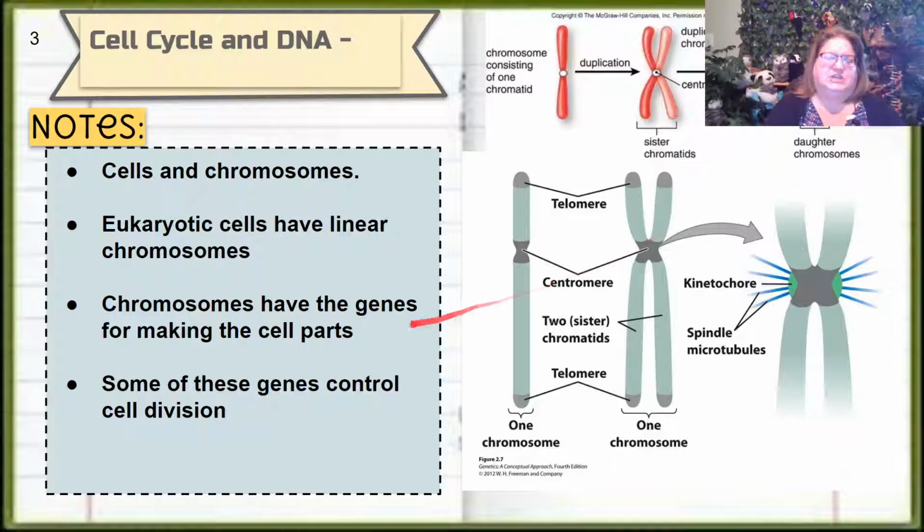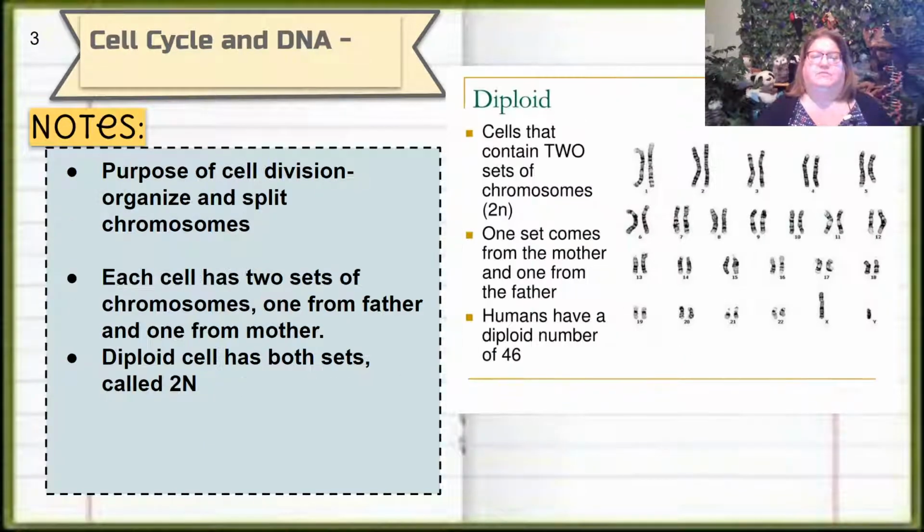Now, some of these genes control cell division, and you will have either watched the videos on cancer or are going to watch the video on cancer, and you're going to see that if the cell can't control the cell division, we've got a problem because the cells divide uncontrollably.